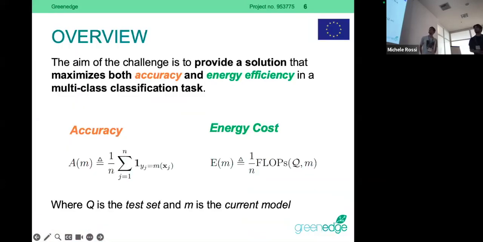Okay, so the aim of the challenge was to provide a solution that maximizes both the accuracy and the energy efficiency, where the accuracy is the mean top one accuracy score, whereas the energy cost is the mean flop count in inference phase.